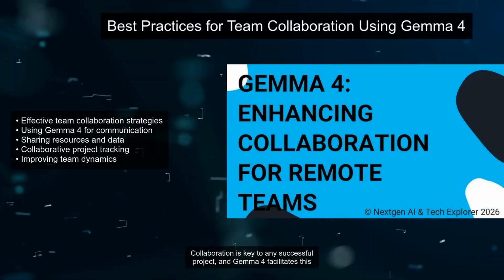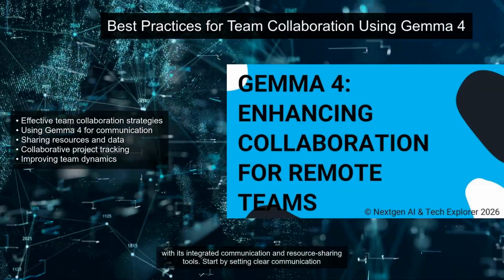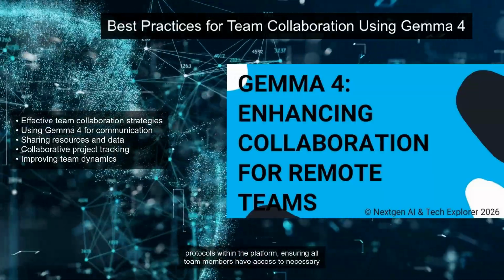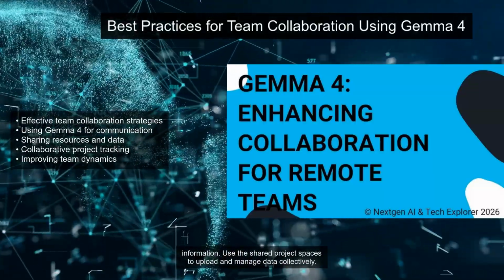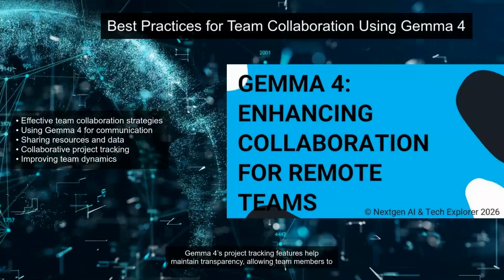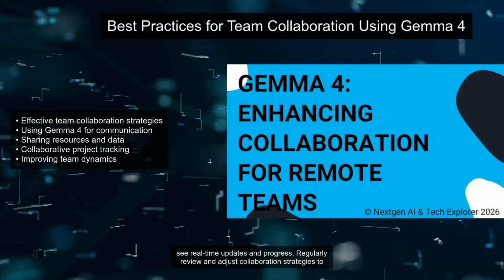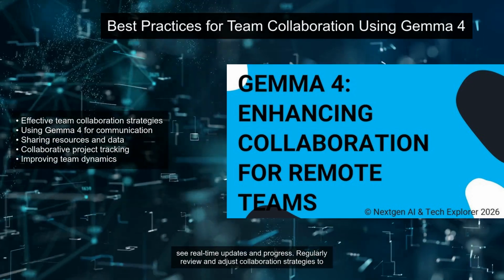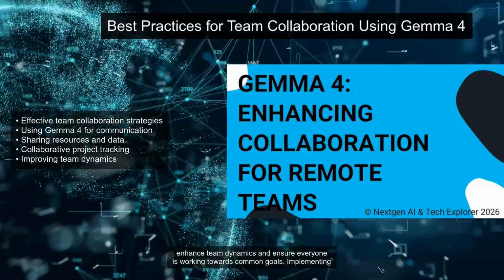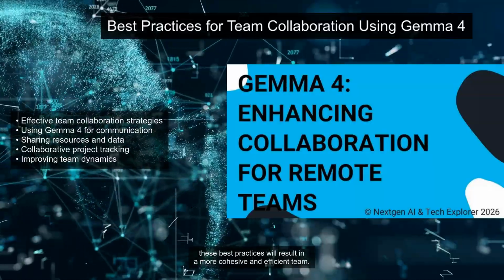Collaboration is key to any successful project, and Gemma 4 facilitates this with its integrated communication and resource sharing tools. Start by setting clear communication protocols within the platform, ensuring all team members have access to necessary information. Use the shared project spaces to upload and manage data collectively. Gemma 4's project tracking features help maintain transparency, allowing team members to see real-time updates and progress. Regularly review and adjust collaboration strategies to enhance team dynamics and ensure everyone is working towards common goals. Implementing these best practices will result in a more cohesive and efficient team.